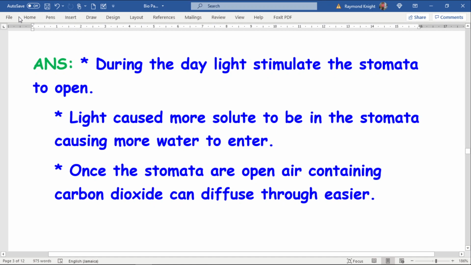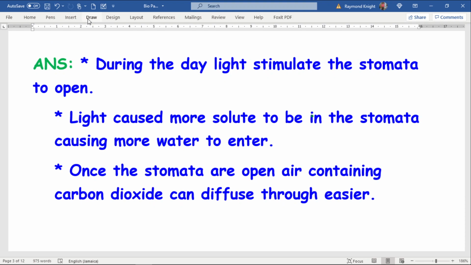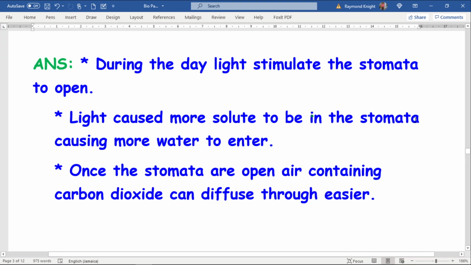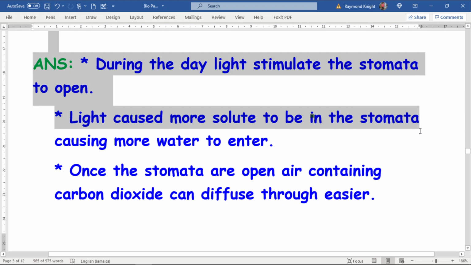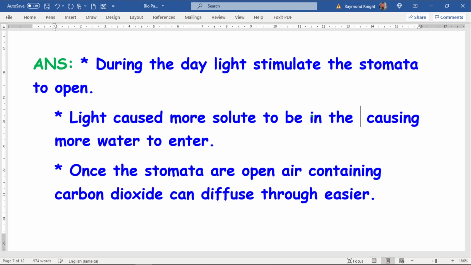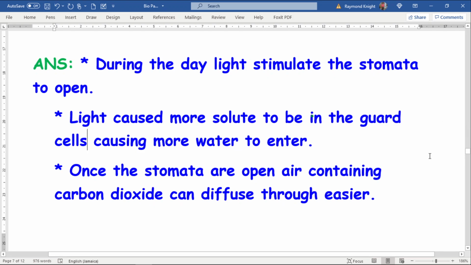So you have more solute in the guard cells. Okay, so let's put that in real quick. Let me change this. So more solutes will be in the guard cells, causing more water to enter.